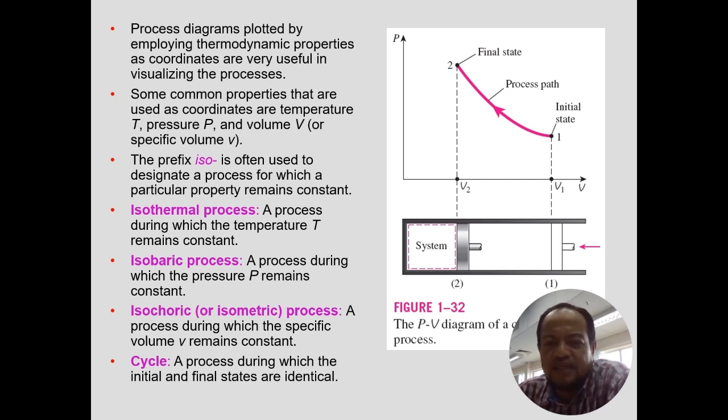So what happens if the process moves from the initial state 1 to the final state and back to the initial state 1? This condition we call a cycle. A cycle is a process during which the initial and the final state are identical.